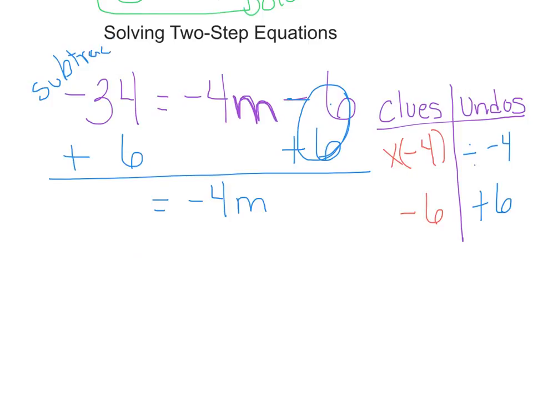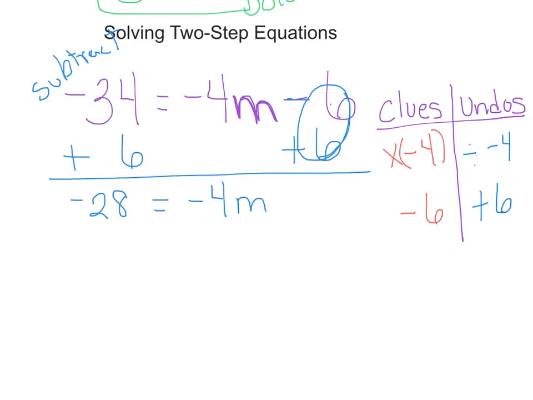My pen doesn't work. Okay, subtract. So I have a negative 34 and a positive 6. So I'm going to subtract. The difference between these two numbers would be 28. Keep the sign of the higher number, which will be negative. So I have negative 28 equals a negative 4m.